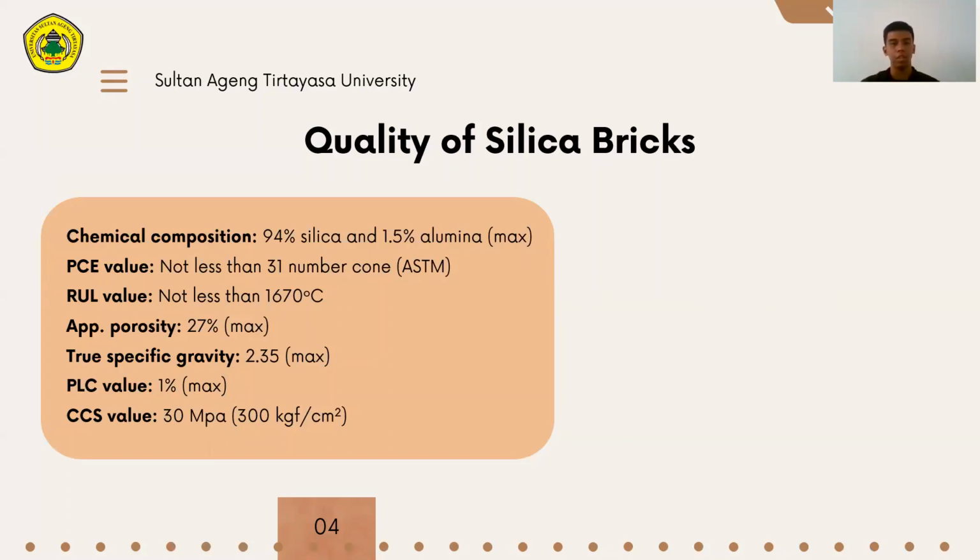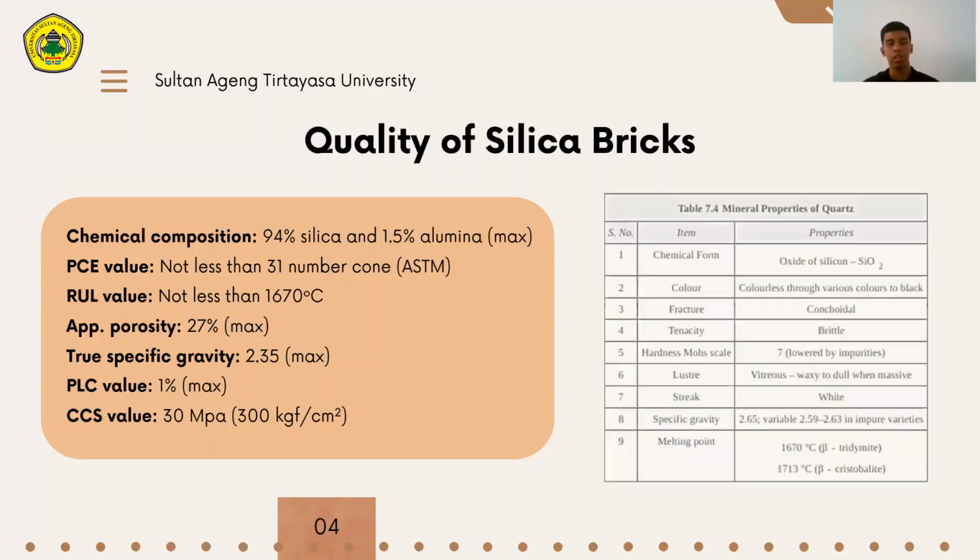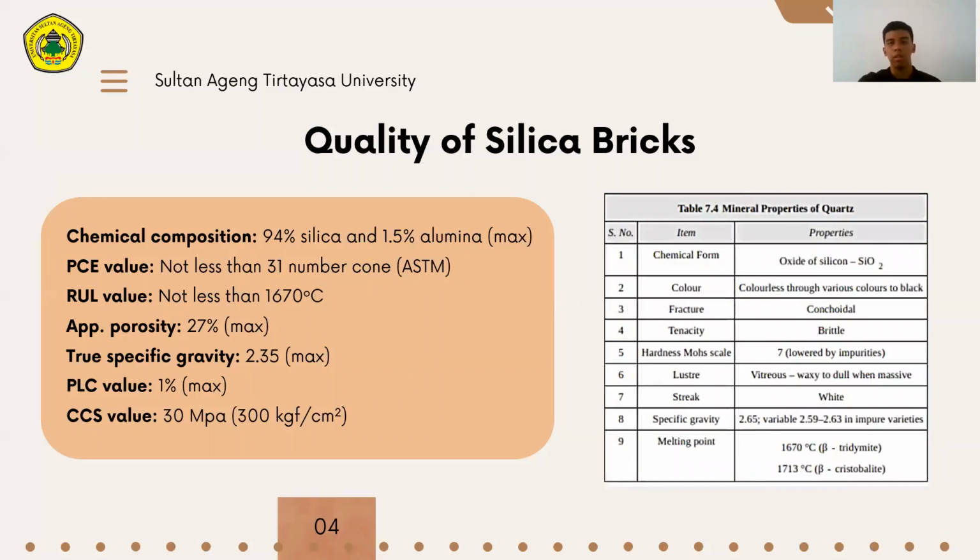1,670 degrees Celsius. The fourth is porosity is 27%. The fifth is true specific gravity is 2.35. The sixth is PLC value is 1%, and the last is CCS value is 30 MPa. And this is the table of mineral properties of quartz.